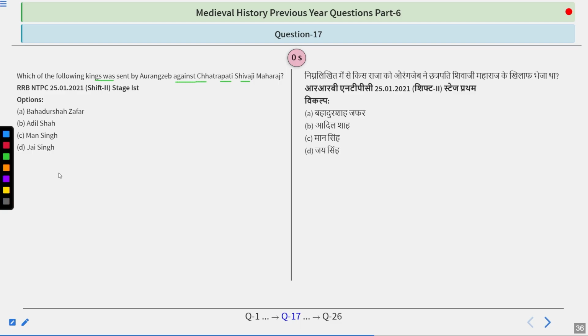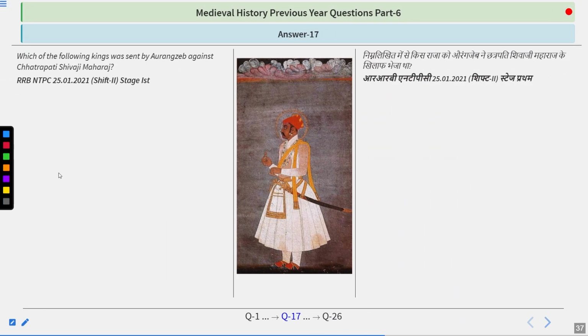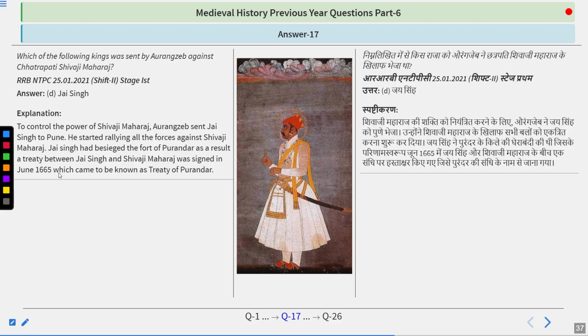If you have heard about this incident, you must know that Aurangzeb, during the time of 1665, sent Jai Singh to confront Shivaji Maharaj. To control the power of Shivaji Maharaj, Aurangzeb sent Jai Singh to Pune. He started rallying all the forces against Shivaji Maharaj. Jai Singh had besieged the fort of Purandar.